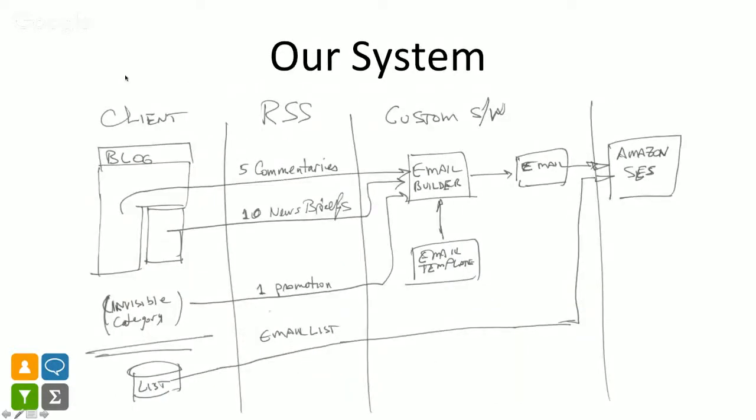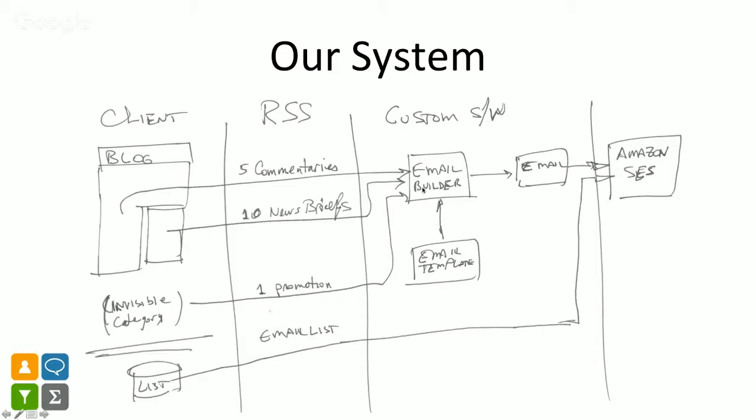Let's start over here on the left-hand side of the screen. There's a blog, and you'll see it has a feature area and a news area. It also has an invisible category we'll talk about in just a moment. All of this works off of RSS. We pull five commentaries from the blog, we pull 10 news briefs, and then there's a special category we'll get to in just a moment.